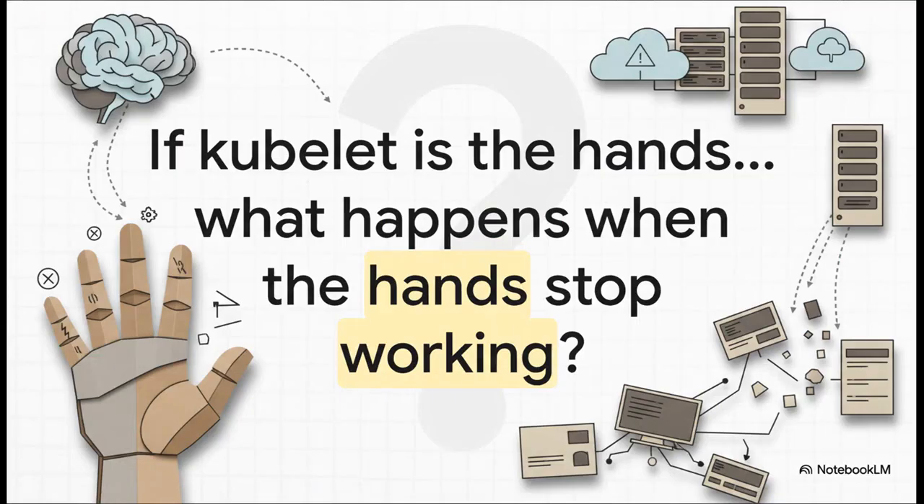And this brings us to one last really important thought to leave you with. If the control plane is the brain of your Kubernetes cluster, and the kubelet is the hands, what happens to the whole system when those hands suddenly stop working? It really just highlights how unbelievably critical this one little agent is to keeping everything you run healthy and online.